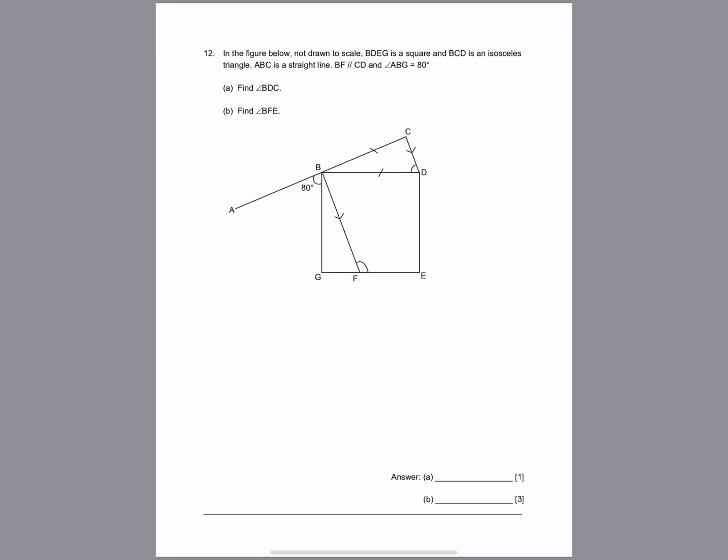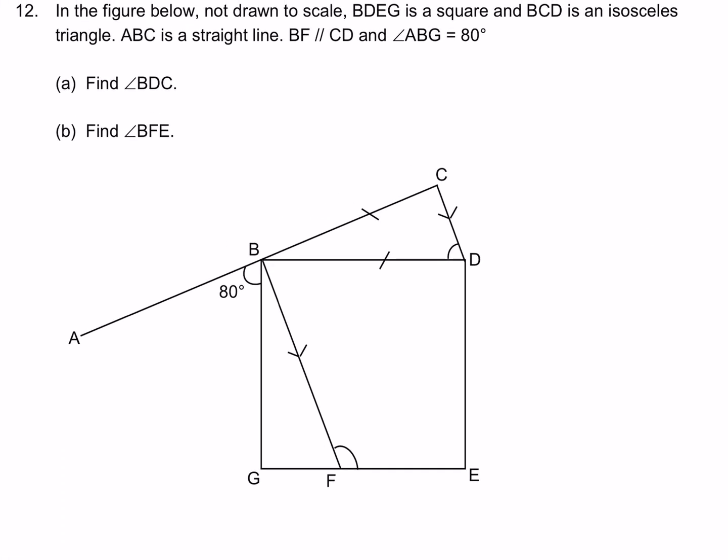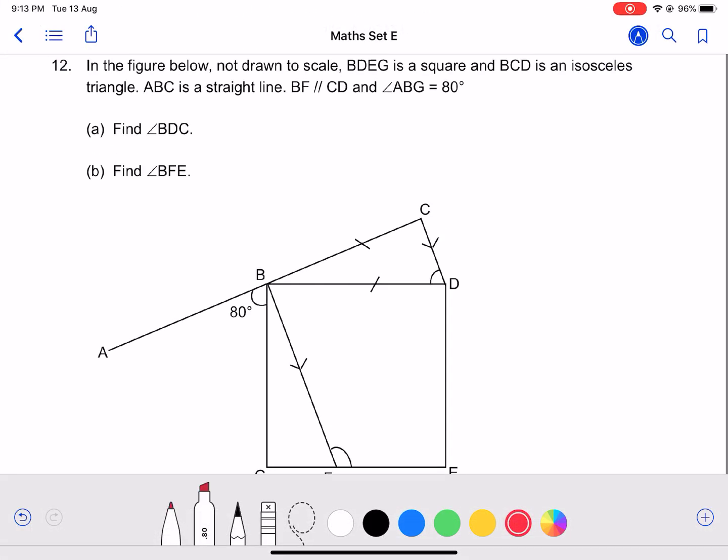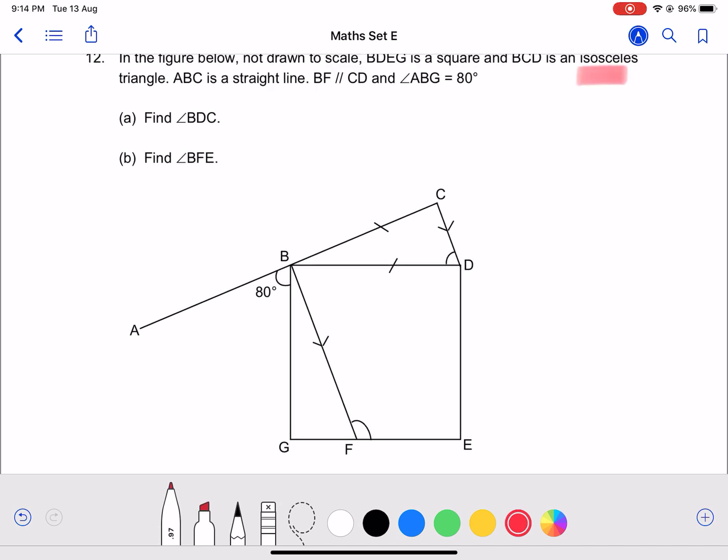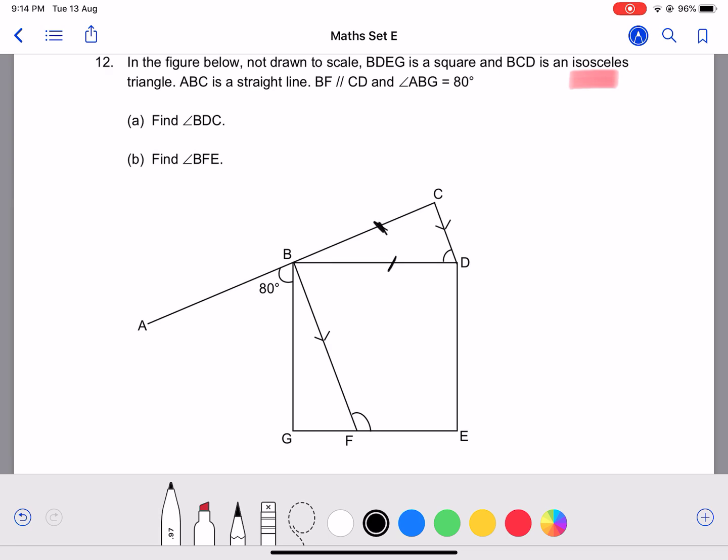Question number 12. This is a figure. You have BCD, which is an isosceles. So they have been very nice to mark out the isosceles here for you. There is also a square. So this is 90. ABC is a straight line. BF is parallel to CD.